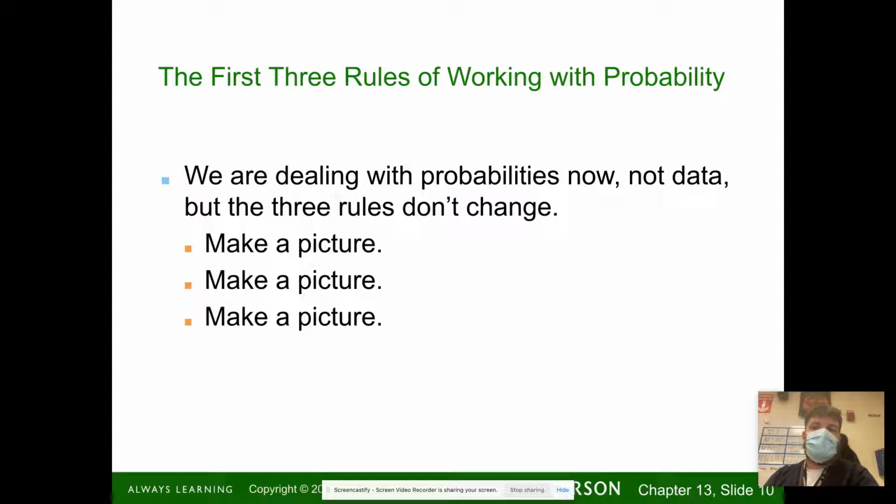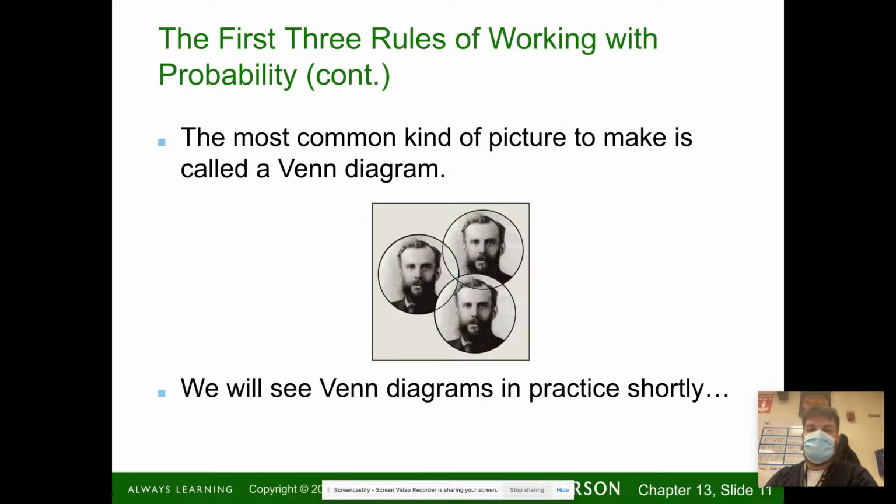There are 3 rules of working with probability: make a picture, make a picture, make a picture. The most common kind of picture to make is a Venn diagram. Venn diagrams are really cool because we're going to do probabilities and also conditional probabilities, and the Venn diagram helps us organize things visually, where we can see an overlap of probabilities.